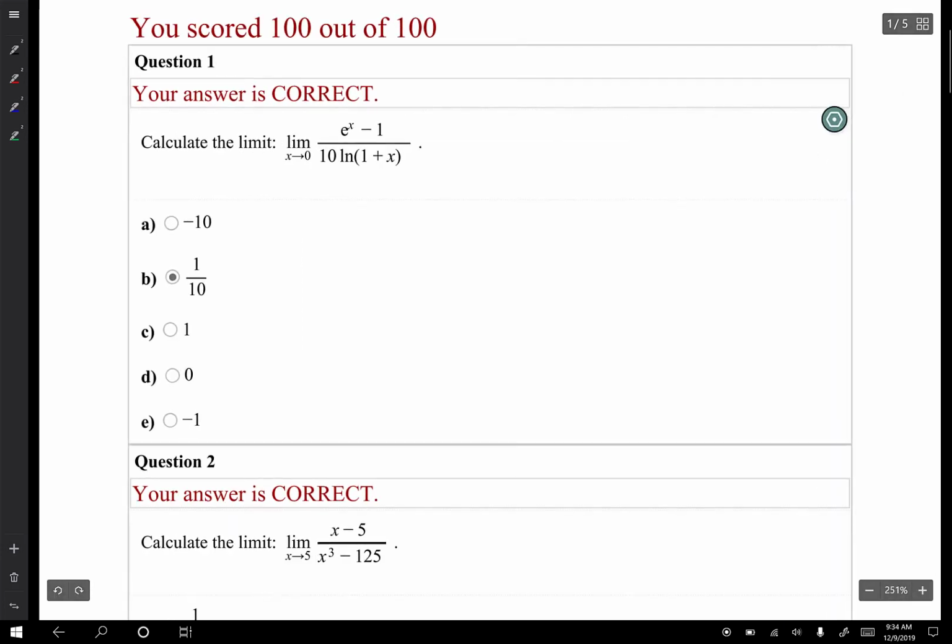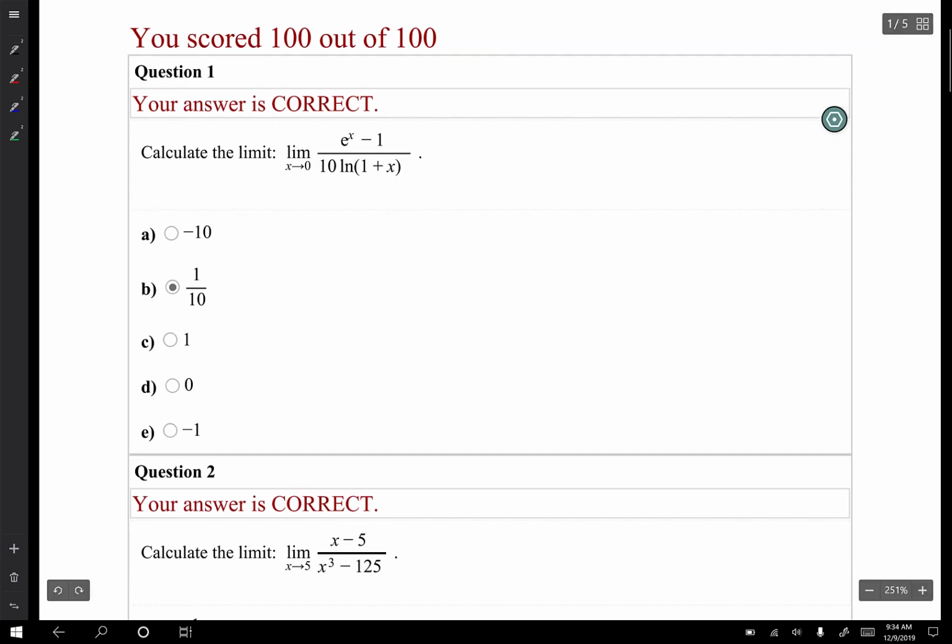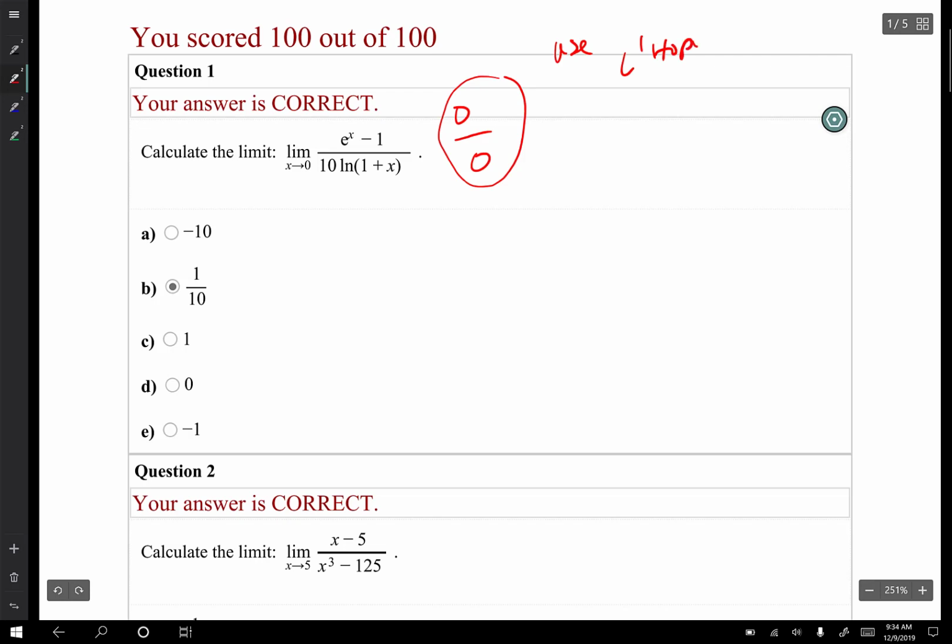Okay, let's start. So today's topic is L'Hopital's rule, guys. Pretty much you're going to be doing L'Hopital's rule if it's indeterminate form. So let's plug in a 0 first. e to the 0 minus 1, that's 1 minus 1, so you get a 0 in the numerator. And in the denominator, if I plug in a 0 for x, ln of 1 is 0, and I get a 0 in the denominator. Because I have 0 over 0, I can use L'Hopital. So I'm going to use L'Hopital's rule.